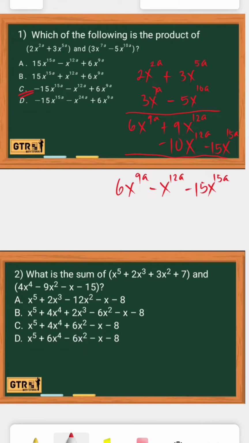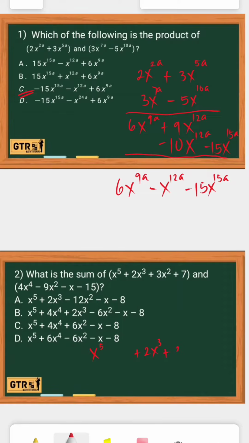Okay, next, number 2. What is the sum of x to the 5th plus 2x cubed plus 3x squared plus 7 and 4x to the 4th minus 9x squared minus x minus 15? So pagtapat-tapatin lang po natin yan. So addition, itapat lang natin ang mga like terms natin. So x to the 5th, wala yung x to the 4th, so maglagay lang tayo ng space para sa to the 4th. Then we have 2x cubed, so dito natin nilagay yung 2x cubed.